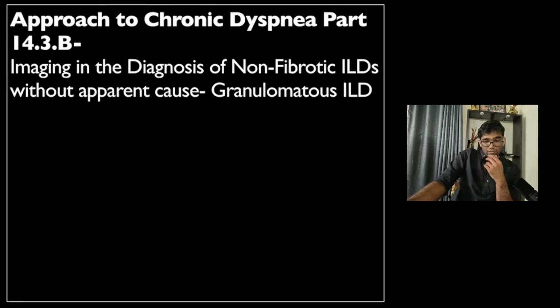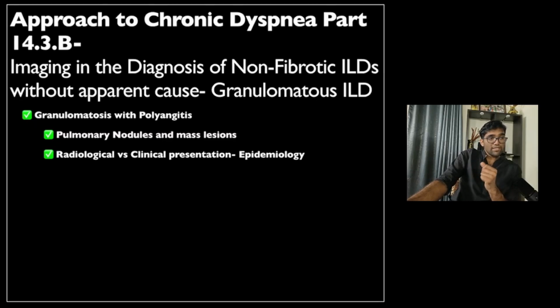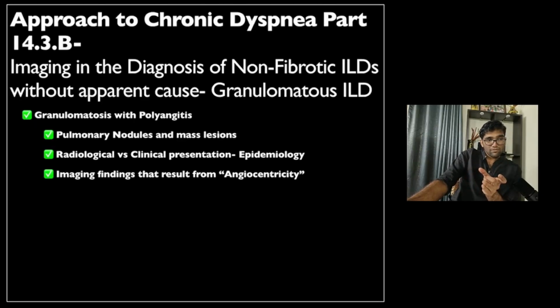So in this video on the usage of imaging in the diagnosis of non-fibrotic ILDs without apparent cause, with emphasis on granulomatous ILD, I have talked about GPA. We've talked about the pulmonary nodules and mass lesions that are also prevalent in GPA. We've talked about the prevalence of radiological versus clinical presentations epidemiologically in GPA. We've discussed the imaging findings that result from the pathological angiocentricity that is seen in GPA as there is vasculitis.